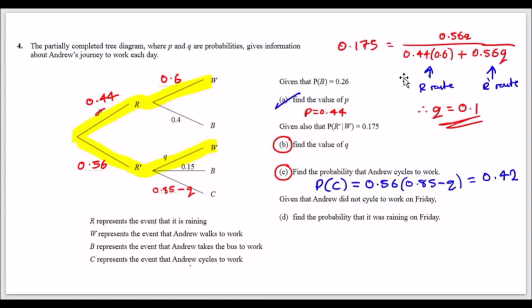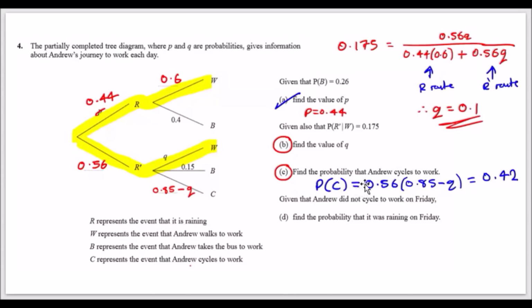Okay, that's good. And then when you solve that, you make it equal to 0.175. And now this is kind of a long algebra. You just end up solving for q, and then you get 0.1. So that's fine. Okay, so where are we? Okay, next one, part C.